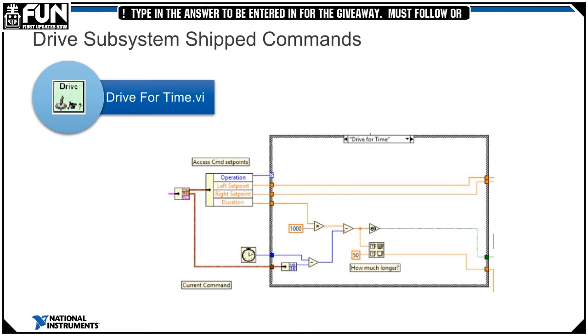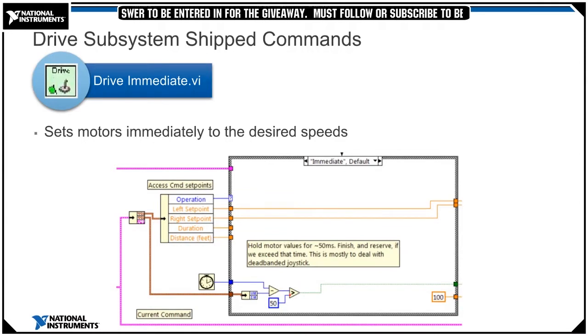So the next shift command we want to talk about is drive immediate. This sets the motors immediately to the desired speed. This is typically where we're going to see your wire through from your joysticks, this drive immediate command. You can see that we've just taken the left and right set points, wired them across, and then the motor set VI is off to the right there.